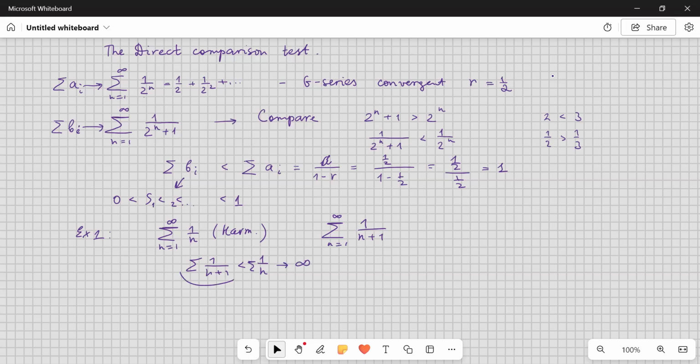So remember, if something is less than a convergent series, then it's convergent. But if something is less than a divergent series, we don't know. We do not know. Usually, we are going to find out, but using a different test. Okay.